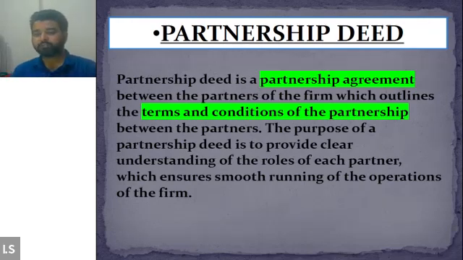One more thing is that you will find a partnership deed only in such a firm where the agreement among the partners has been in written form. If the partnership agreement has been done orally, then there will be no partnership deed. All right, a partnership deed is a written agreement among the partners that contains the terms and conditions of the partnership.